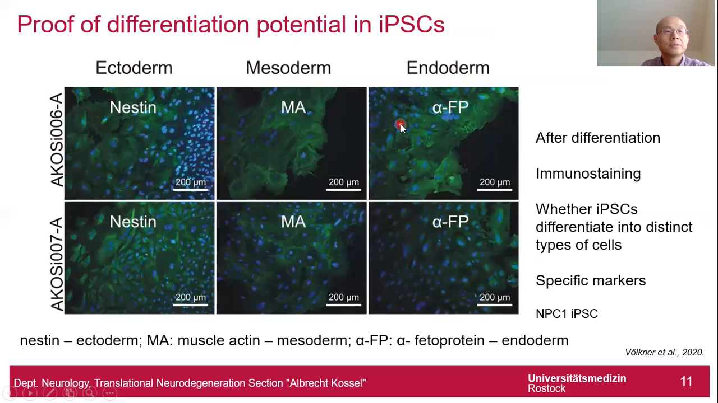And also, the differentiation potential of iPS should be proved. After differentiation, immunostaining is performed to identify whether iPS can differentiate into distinct types of cells. In these figures, the iPS exactly show that they express nestin, the marker of ectoderm, and also muscle actin for the mesoderm, and alpha-fetoprotein for endoderm.